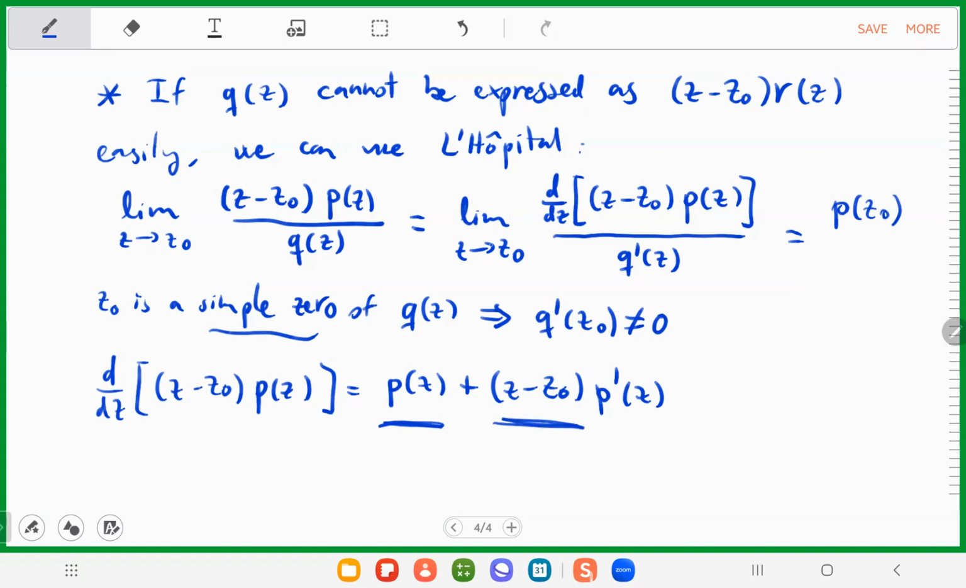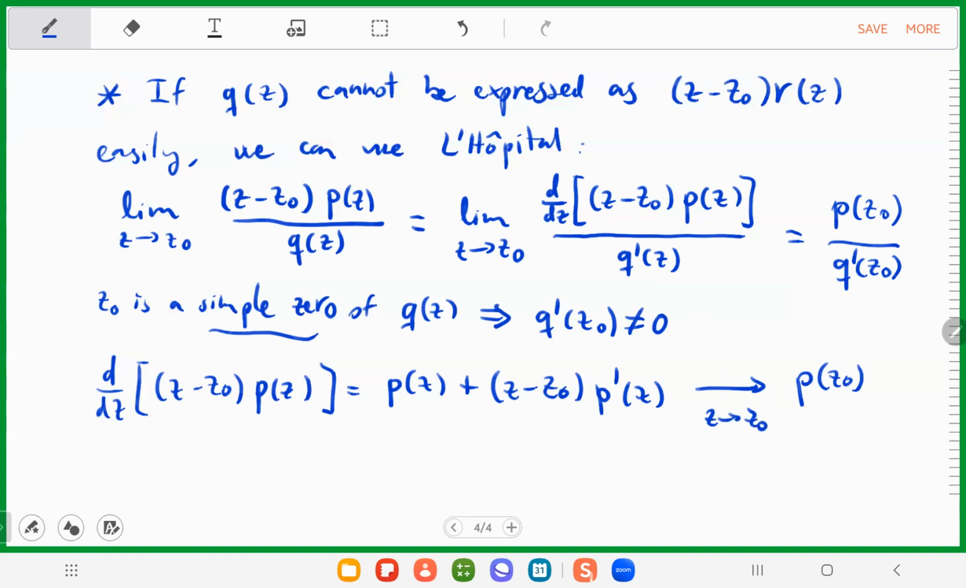And this will have a limit of 0, so the limit when z goes to z0 of this will be 0. So that term always disappears, and we only have this first term and the derivative of q at z0, which, as I told you, is not 0. So this is a number that we can define. Basically this goes to p of z0 when z goes to z0.